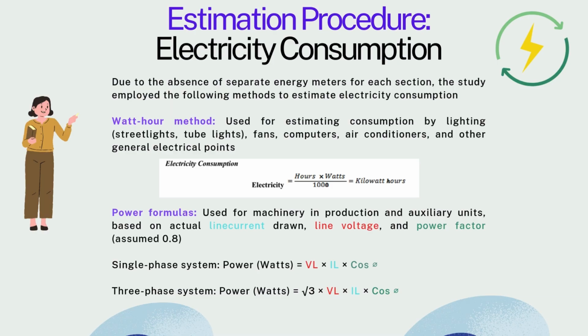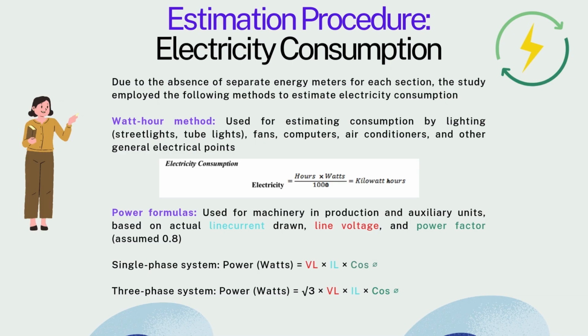Power formulas were used for machinery in production and auxiliary units based on actual line current drawn, line voltage, and power factor, which was assumed to be 0.8. For a single-phase system, power in watts equals VL times IL times cosine theta.